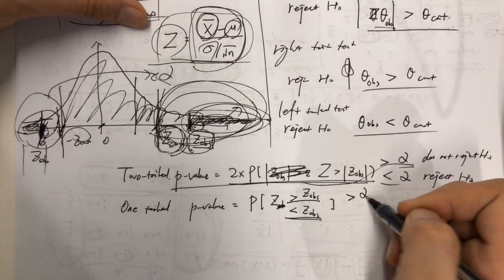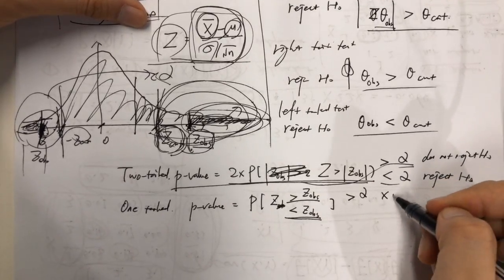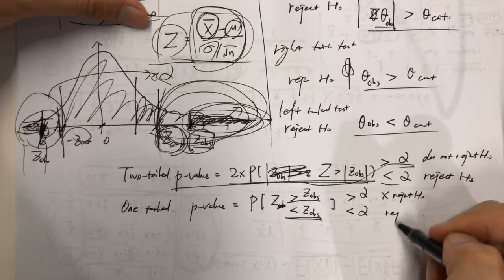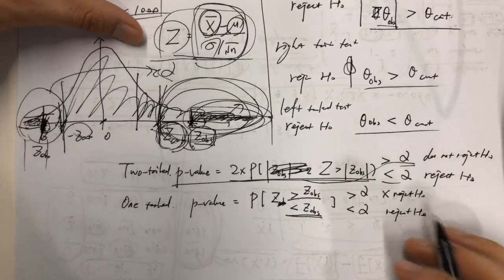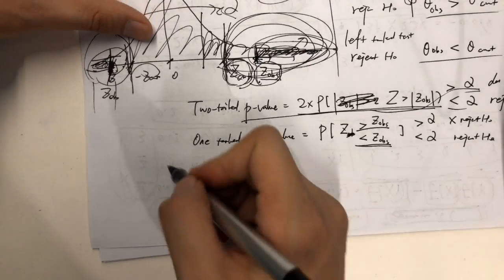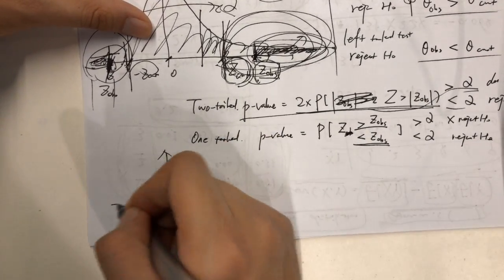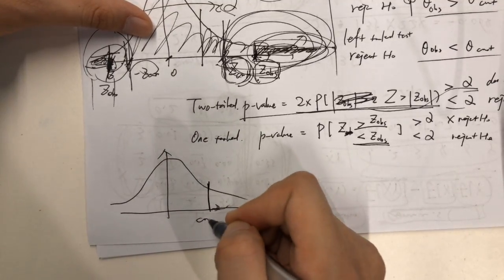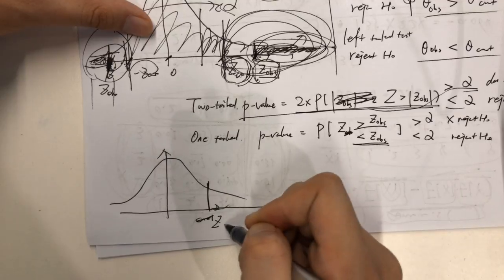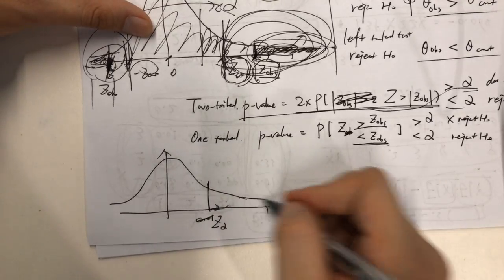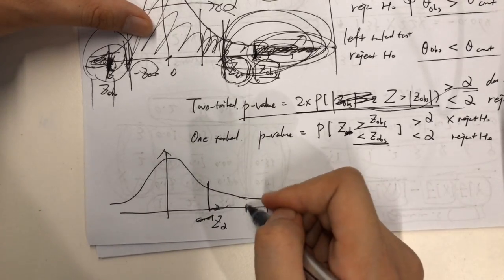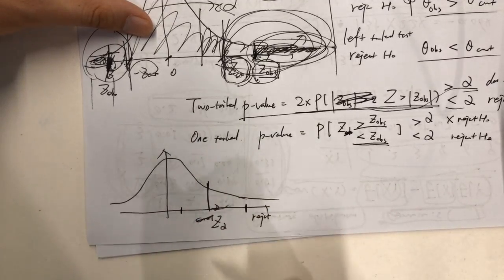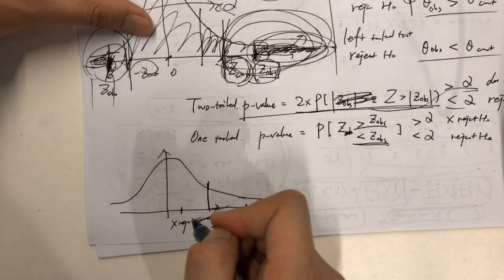And again, if it is greater than alpha, do not reject the null hypothesis. And if it is less than alpha, reject the null hypothesis. And it's also very obvious in the diagram here. For example, if it is a right tail test, and our critical value is here, this is Z alpha. And we know if we observe something here, we reject the null hypothesis, right? And if we observe something here, we do not reject the null hypothesis.